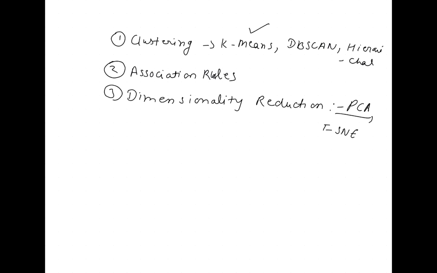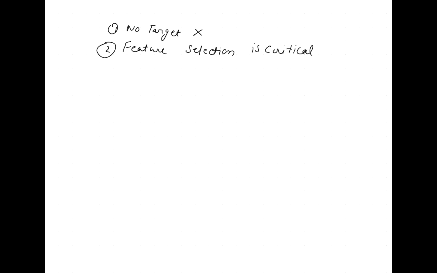Now we will clear this one. Next are the key points you should keep in mind when you are using unsupervised machine learning. Number one, there is no target. Keep that in mind. If you are a beginner, this is just for you. There is no target in unsupervised. Second thing, feature selection is actually critical. This is the most important step, because it is going to affect your result.